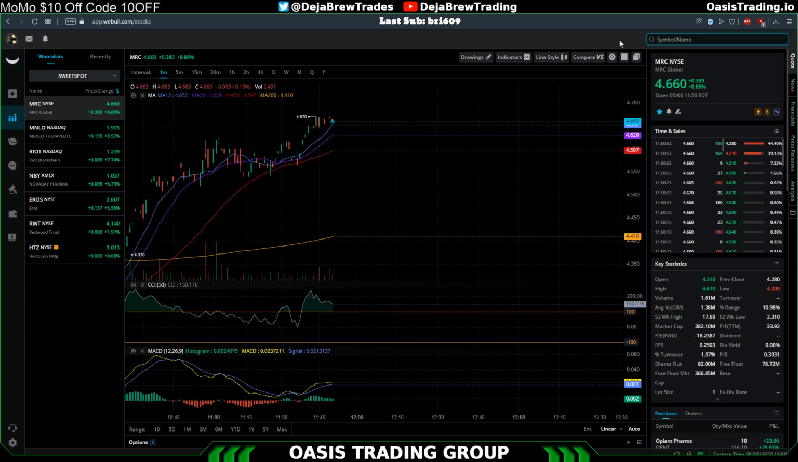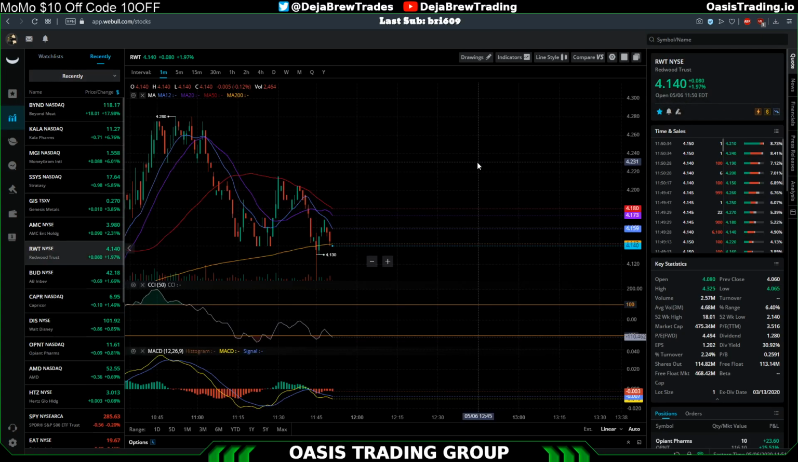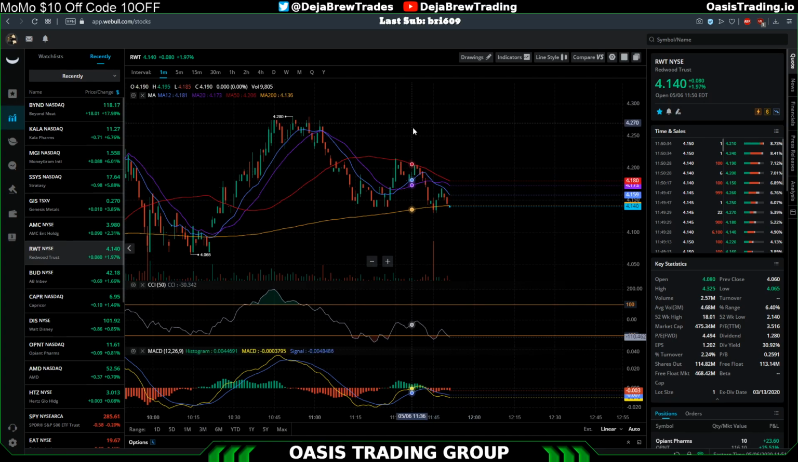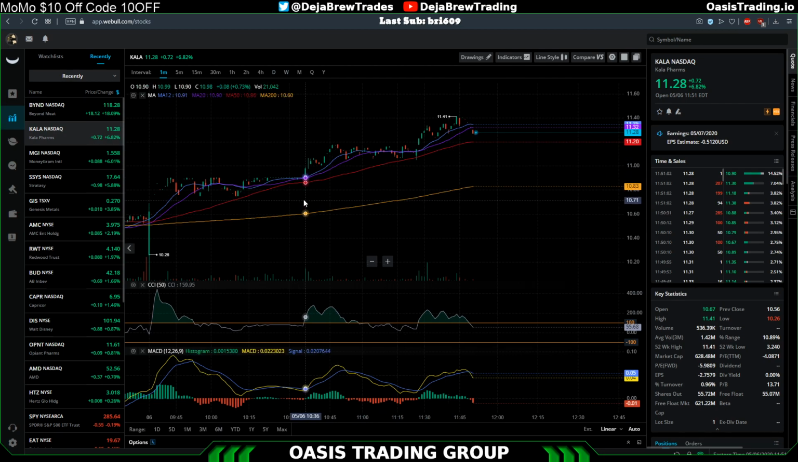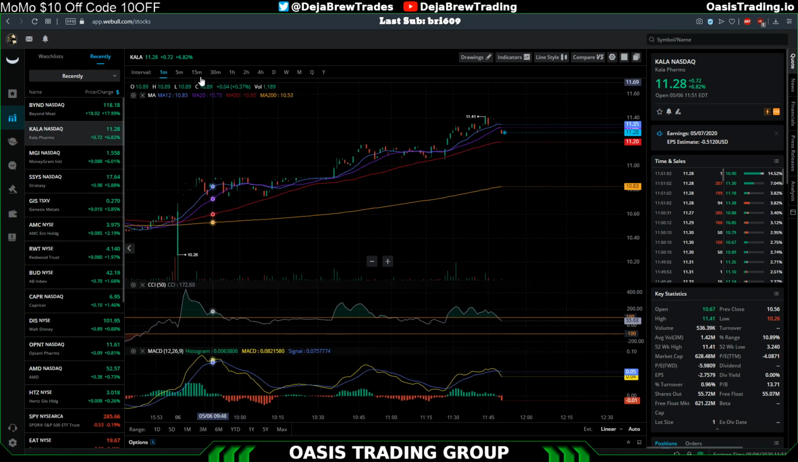Did we look at RWT? I know we saw RWT earlier. It was looking pretty good. Yeah, I can take a look at Kala Digital. So Kala has a nice setup here.